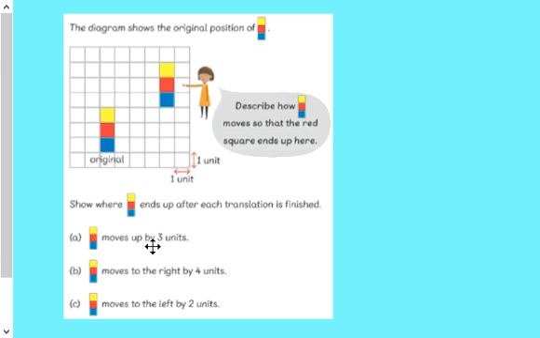The second statement says it moves to the right by 4 units. Yes, that statement is correct. But the third statement says it moves to the left by 2 units. That is incorrect. As we've said, the translation is right 4 units, up 3 units. So these two would be correct, but not necessarily in that order.